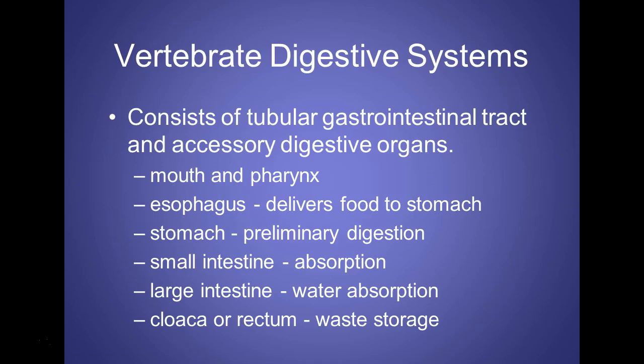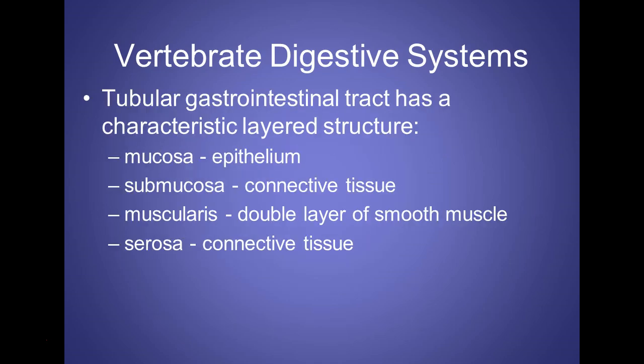Okay, so vertebrate digestive systems, which are basically what we're focusing on the most, consist of a tubular gastrointestinal tract and accessory digestive organs. So we have the mouth and pharynx, the esophagus, and we're going to go through this and talk about what happens at each stage here. The esophagus delivers food to the stomach. The stomach is where preliminary digestion occurs. The small intestine is where all absorption of nutrients occurs, and the large intestine is where water absorption occurs. And the cloaca, or the rectum, is our waste storage.